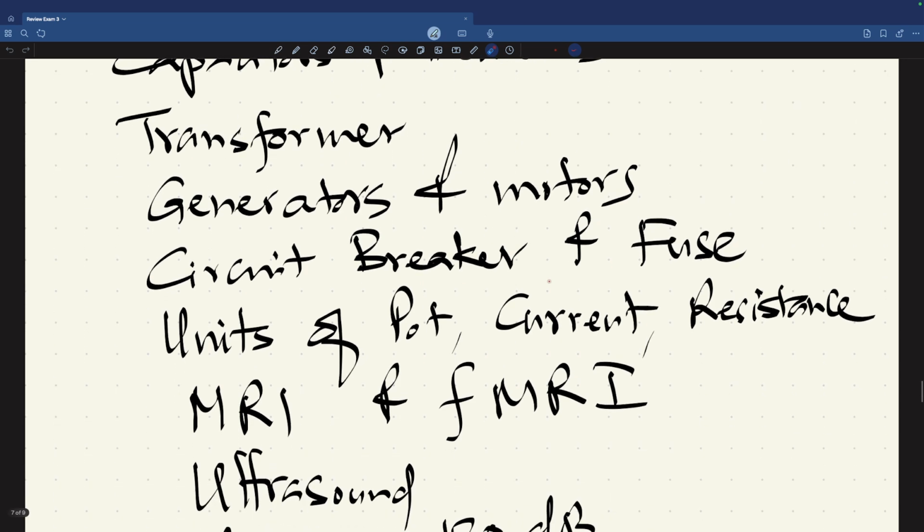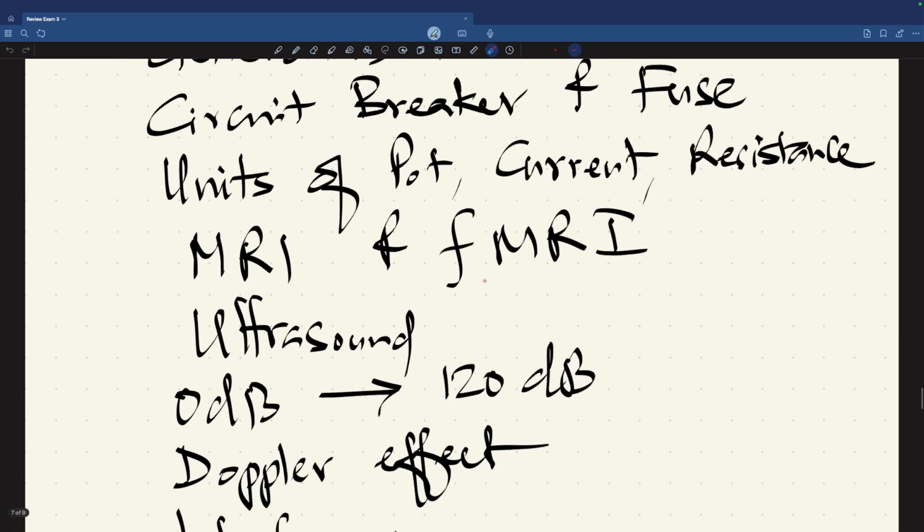Then you have a circuit breaker and a fuse. Both are protective devices. But the important difference is that the fuse just breaks. It gets heated up and melts. It cannot be reset. A circuit breaker can be reset. You just have to flip the switch in a circuit breaker.